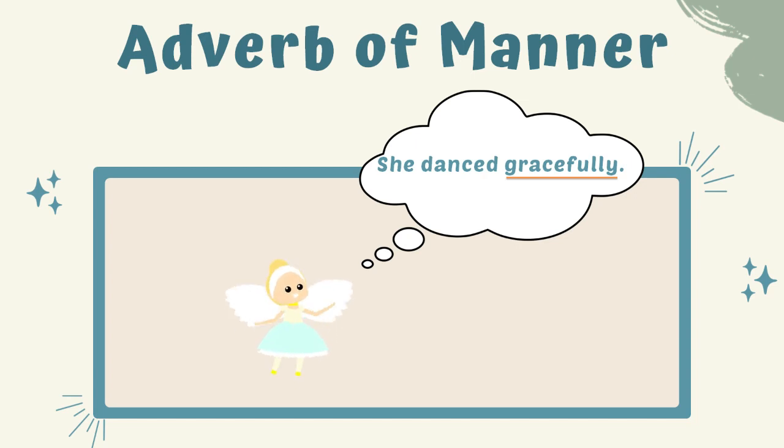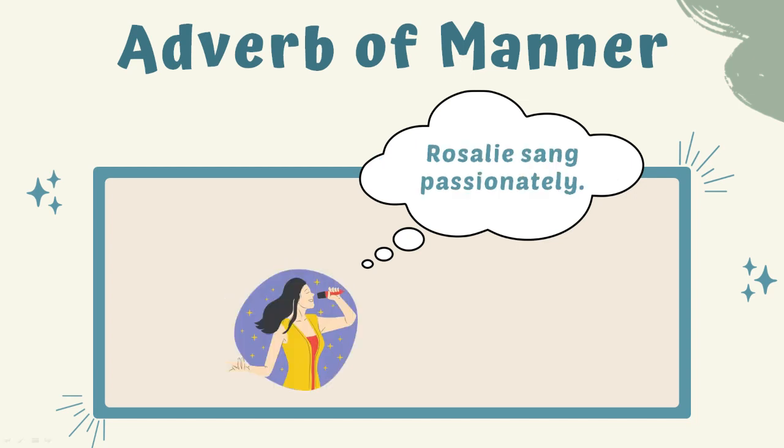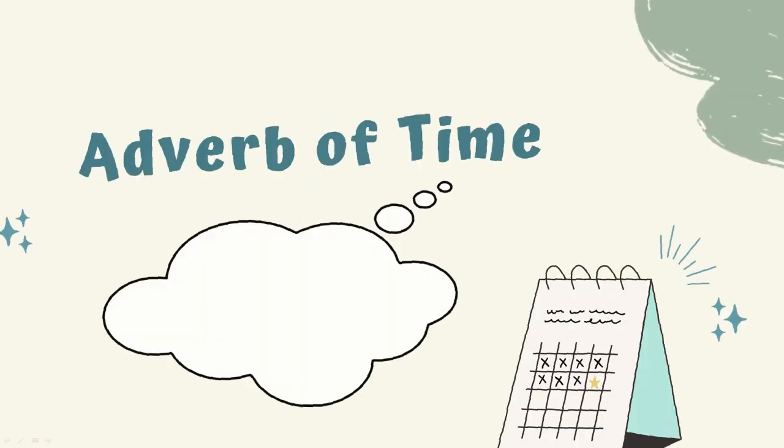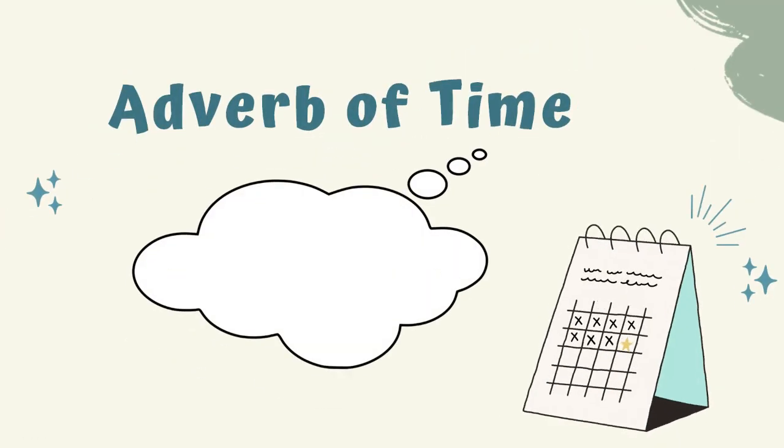Let's have another example. Rosalie sang passionately. So how did our subject Rosalie sing? The answer is passionately. Now let's move on to the second kind, which is the adverb of time. The adverb of time answers the question when.